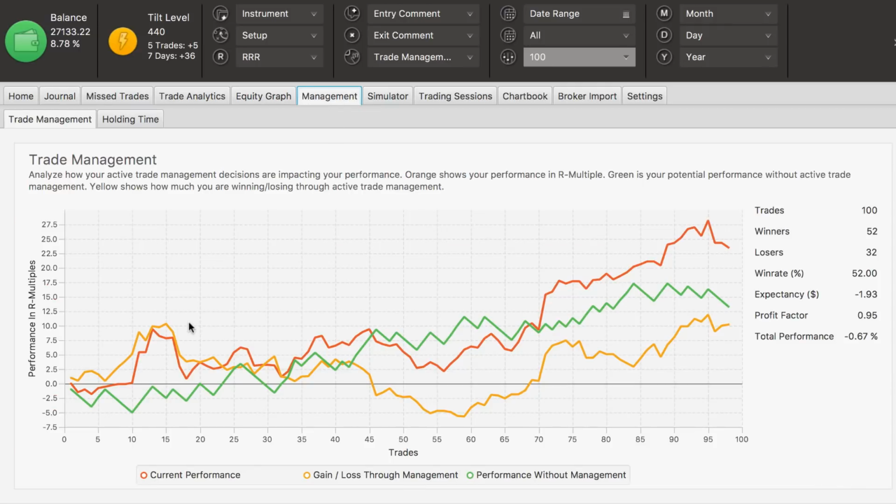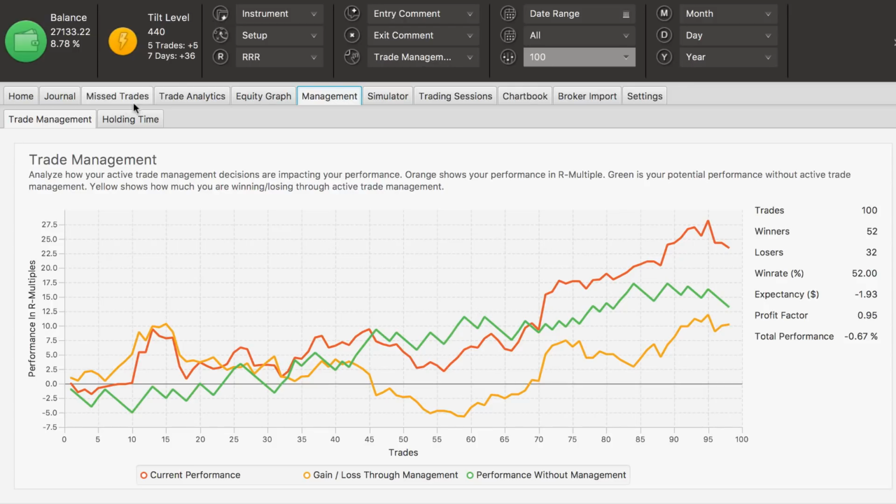and you can see for now, first of all, it looks okay. The orange performance, which is the current performance, is well above the potential performance here in green, although, very important, there are periods here where he would have been better without trade management, and also here at the beginning it was a little bit more unclear. So it means that sometimes he's mismanaging his trades, which could either mean he's taking his exits too early or he's letting his losing trades run too long, and that is something that the trader needs to address.